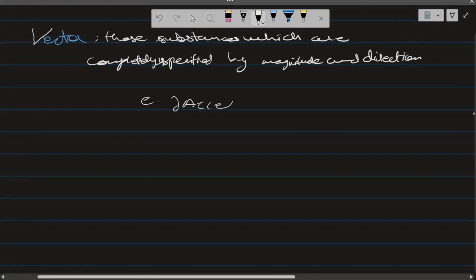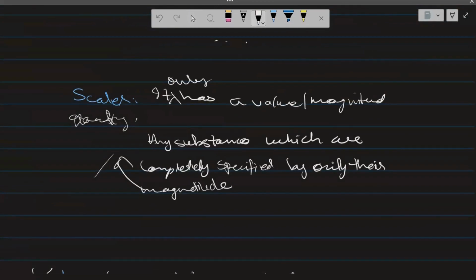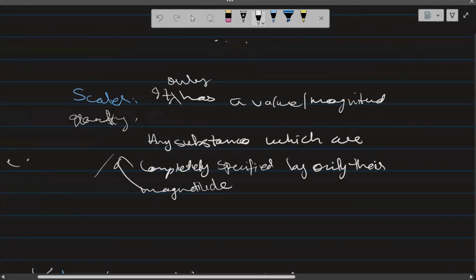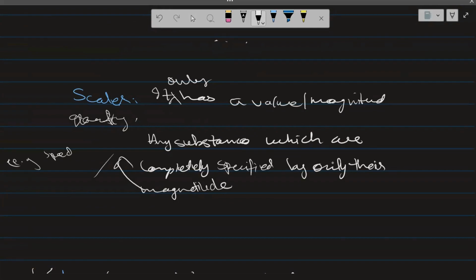Some examples: acceleration is also a vector quantity, because it is in a direction. Velocity is basically speed in a direction. Weight is also a vector quantity because it is usually downwards. Some examples that can come are speed, because speed can be in any direction, density, and so on.